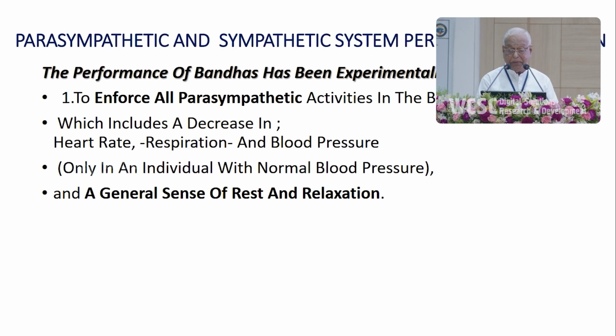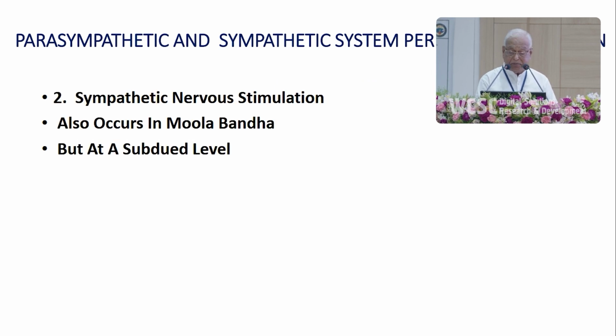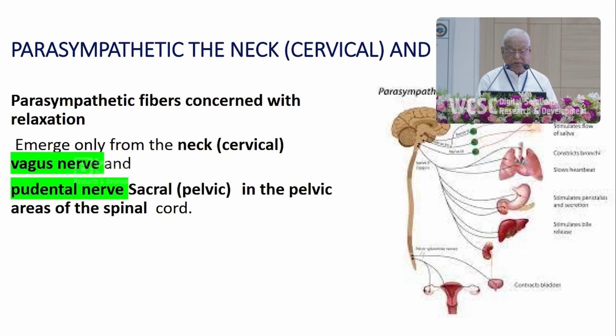The performance of bandhas has been experimentally shown to enforce all parasympathetic activities in the body, which decreases the heart rate, respiration and blood pressure. But this is in a normal person with a general sense of rest and relaxation. So the sympathetic nervous system acts only at a subdued level. So we are talking more about the parasympathetic system.